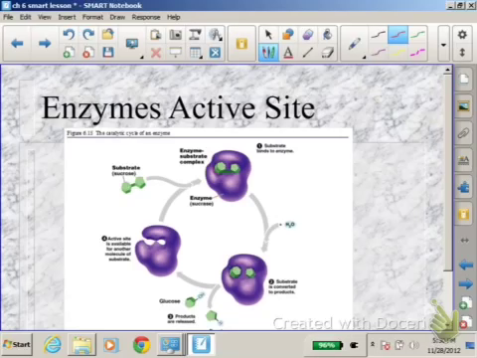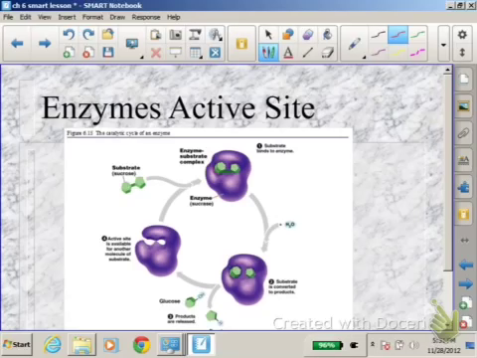So look at number 2. Substrate is converted to products. 3, products are released. We actually created glucose. And then 4, the active site is available for another molecule of the substrate. So the active site is available right away again for another reaction.